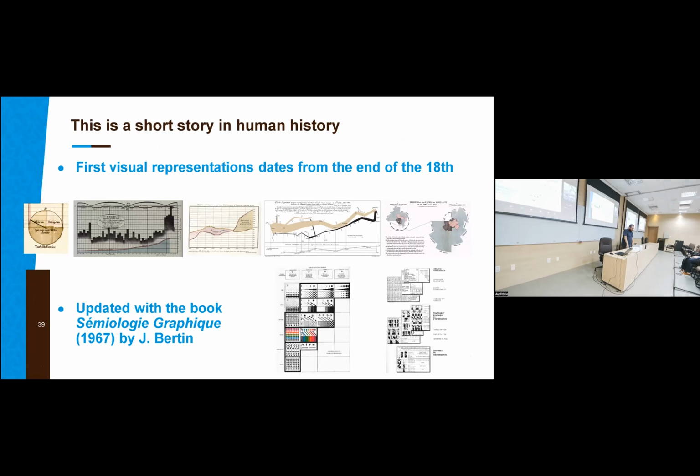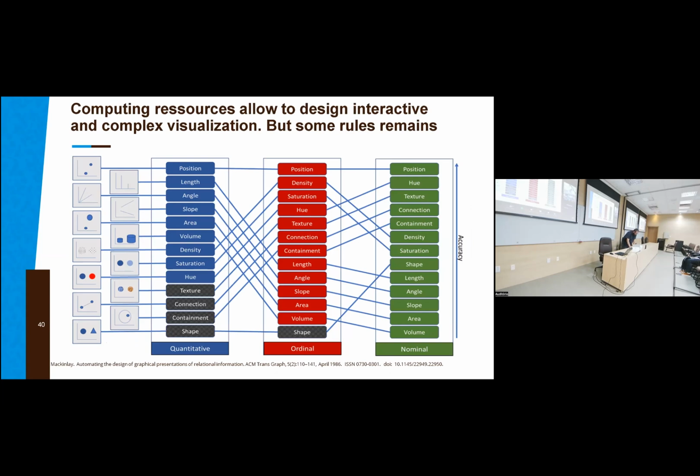And information visualization is quite short in human history, because almost everything was invented at the end of the 18th century. Pie charts, histograms, area charts, everything was created at this moment. And it was described precisely in 1967 by a book of Jacques Bertin that describes how we create visualization. So it's really recent in history. Today, computing resources allow us to design interactive and complex visualizations, but there are still some rules to respect.